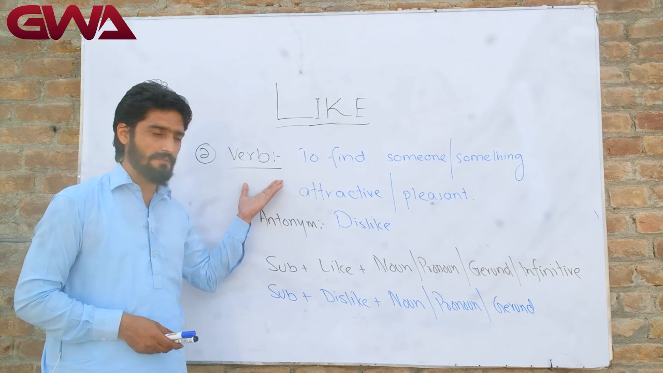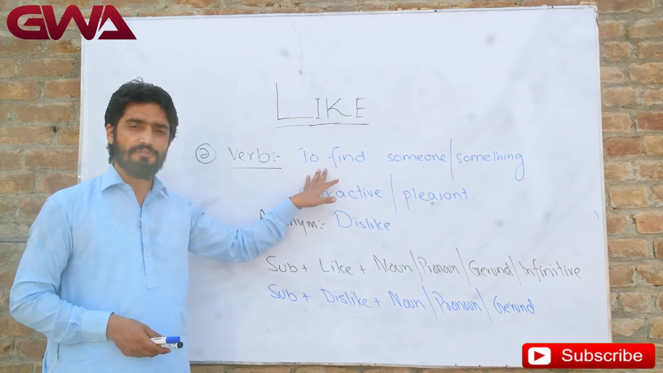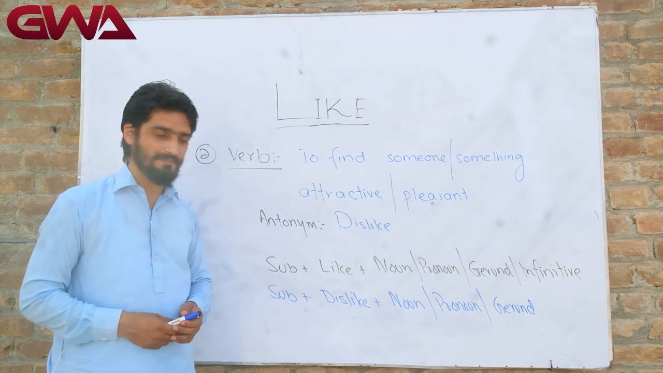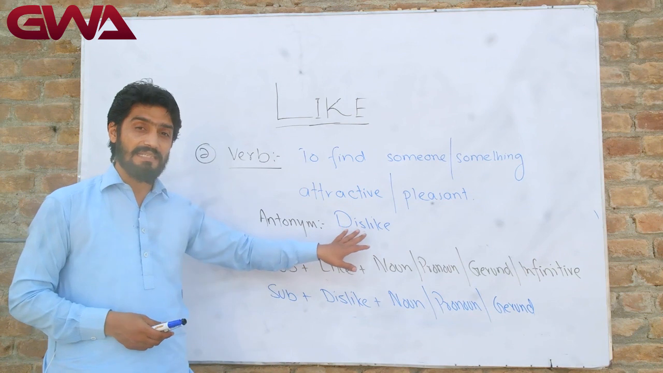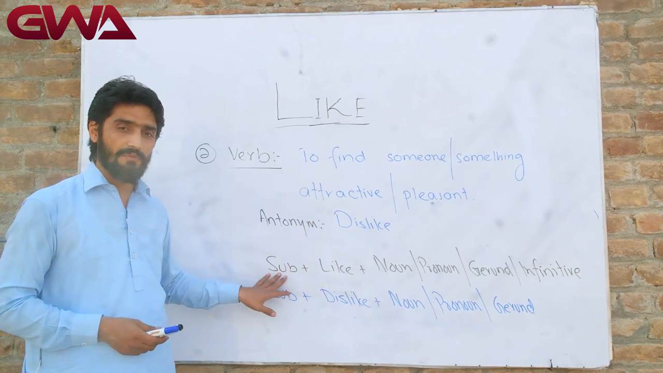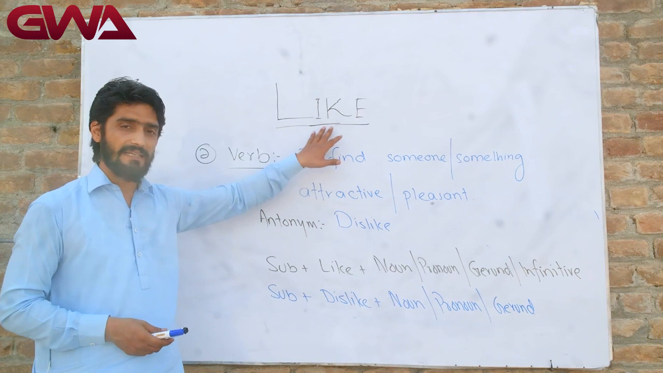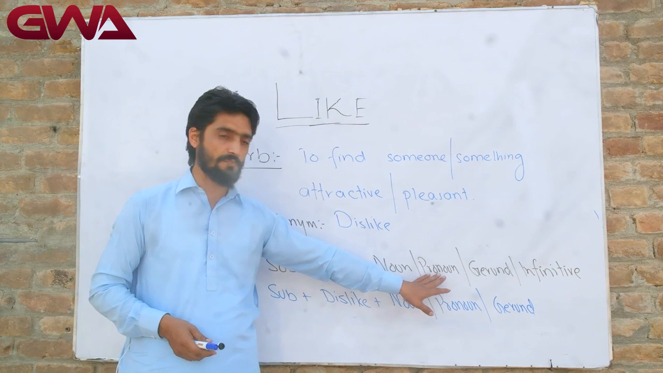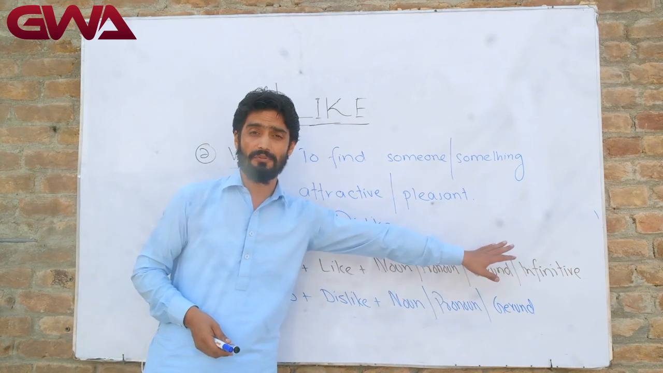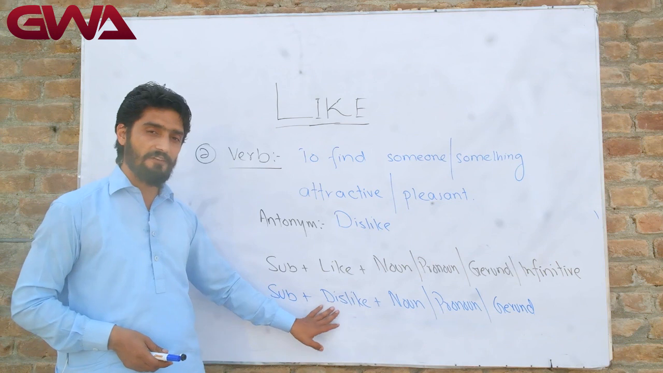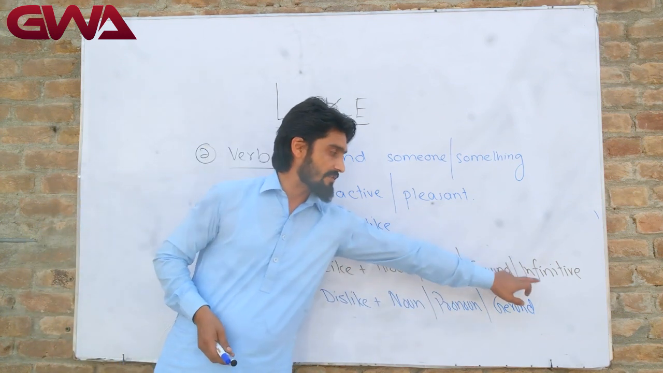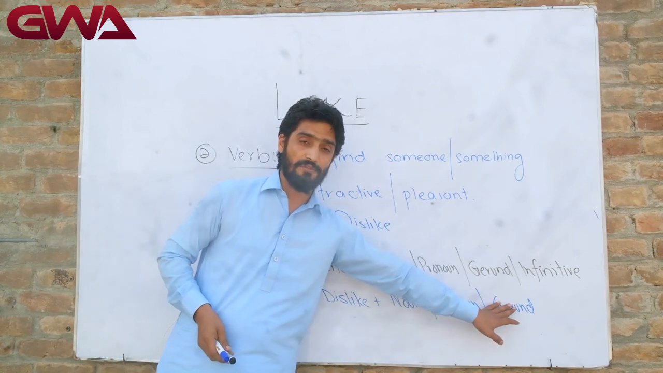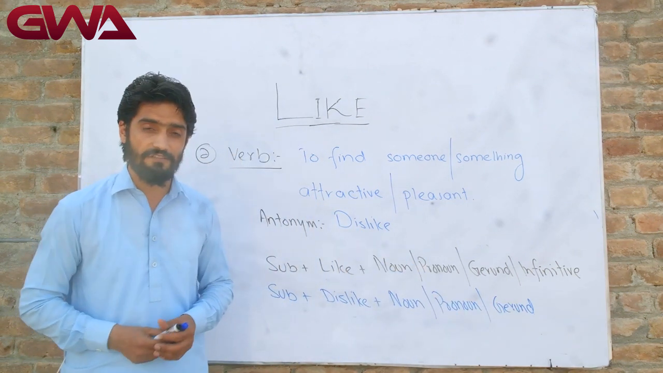Like as a verb. As a verb, it means to find someone or something attractive or pleasant. Its antonym is dislike. Now remember the difference between dislike and like as a verb. After like, we can use a noun, a pronoun, a gerund, and we can also use an infinitive, whereas after dislike, we cannot use an infinitive. We can use a noun, a pronoun, we can also use a gerund, but we cannot use an infinitive.